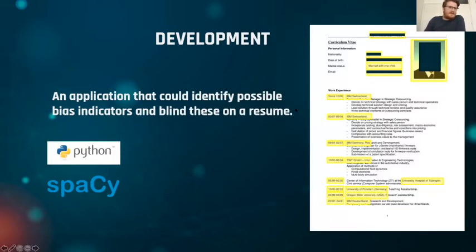And what we want to achieve in this master thesis is to develop a Python application by the use of the spaCy package. On the right we can see an example of a resume. All highlighted elements are possible bias indicators, at least I can imagine that they are. Work experience dates can indicate someone's age. The university someone studied at can indicate someone's race or country. And on the top, you can see nationality, date of birth, marital status, and email.